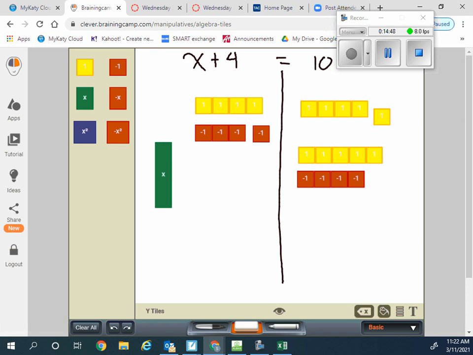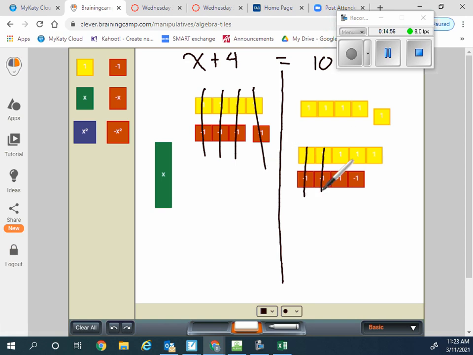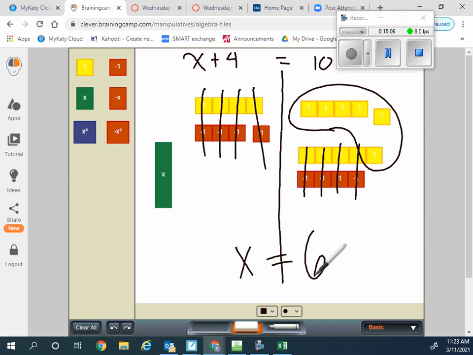Now, I can show 0 pairs, like we did earlier in the week, and I have 0 pairs over here. And so now, do I have just x by itself? Yes. And what's it equivalent to? 6. It's equivalent to 6, which again, I think you already knew, but this is just showing you why the math works. Are you with me?